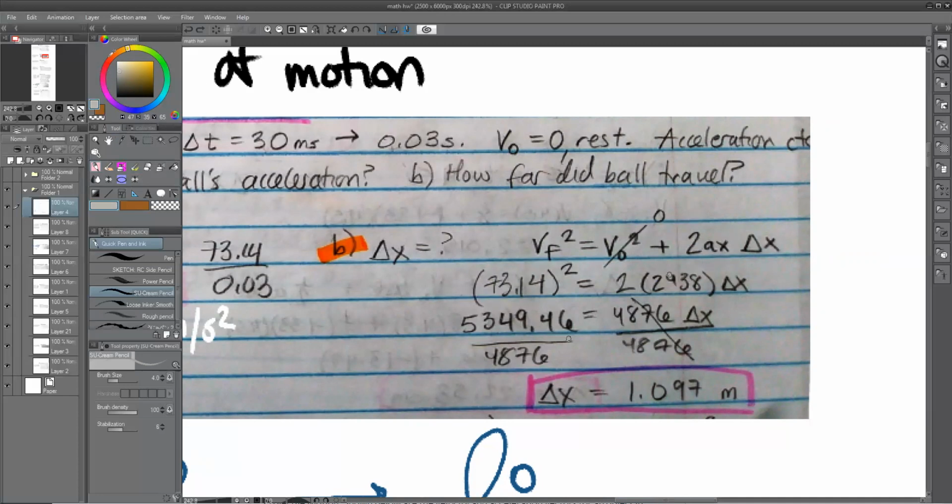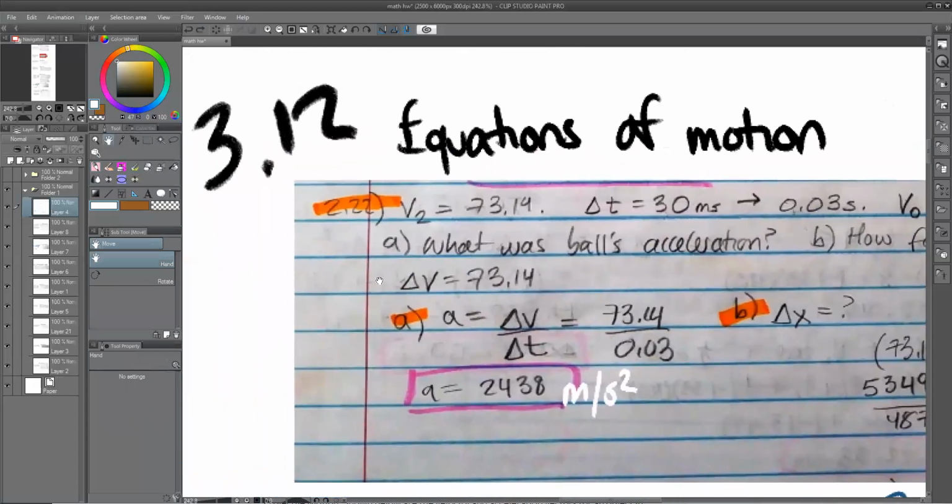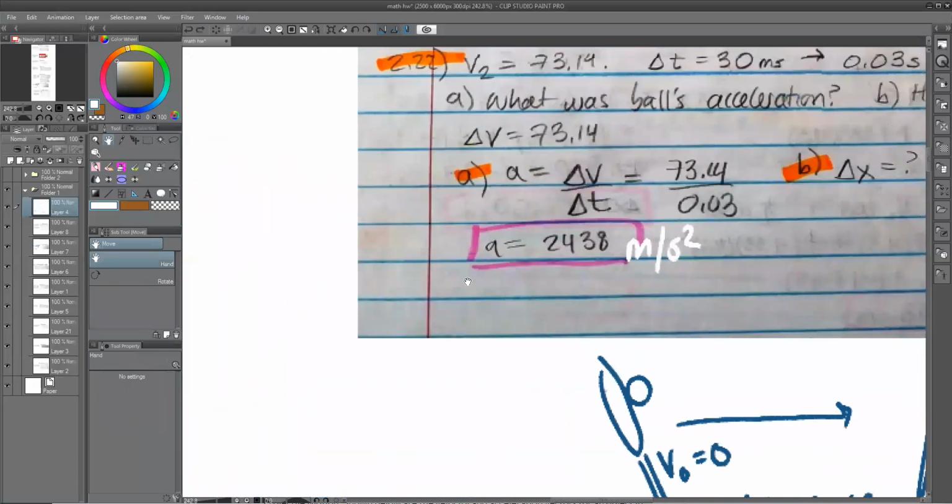So we already solved for ax. We know that our value for a is the thing that we just solved for, which is this. So we can plug that in. And then we know that our value for v final is what is given. And we know that v initial is 0, so we can cut that out immediately. So after plugging everything in, we're just solving for delta x, and delta x is equal to 1.097 meters. And that is that problem. That is 2.22 for 3.12.